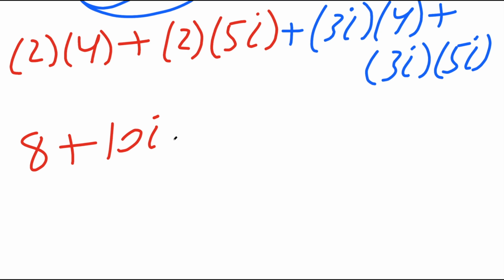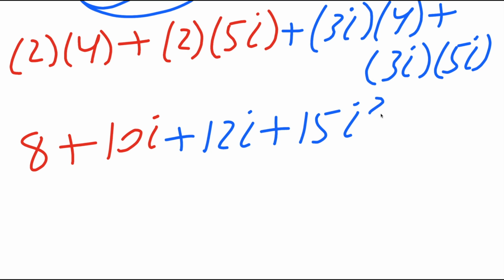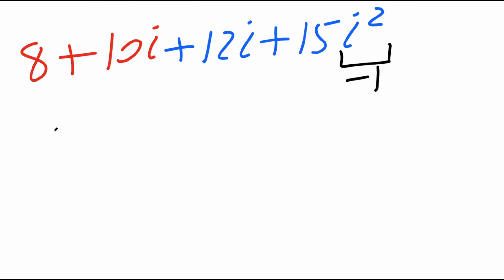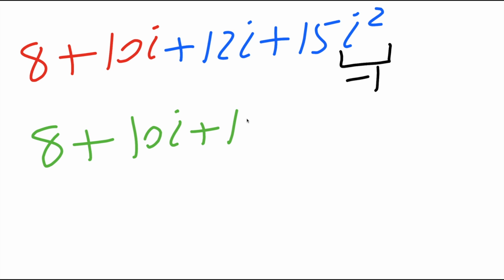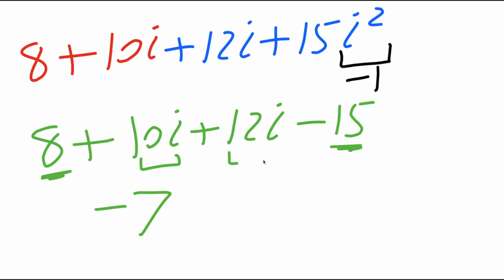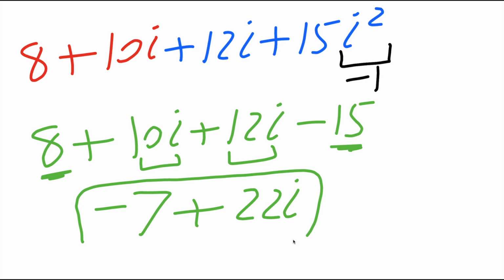Then 3i times 4 is 12i. And 3i times 5i would be 15i squared. Again, i squared just means negative 1. So let's rewrite this. So 8 plus 10i plus 12i, and 15 times negative 1 is negative 15. And now we got to combine like terms. So 8 and negative 15, we get negative 7. 10i plus 12i is 22i. And that's all we need to do to multiply complex numbers.